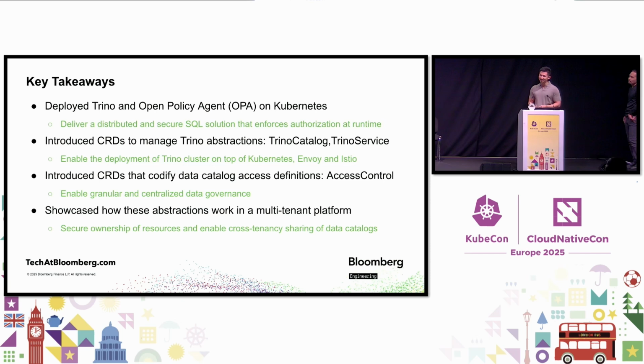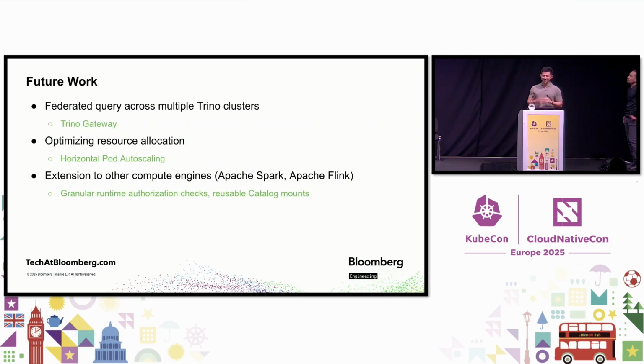We also introduced CRDs that codify data catalog access definitions named access controls, which enable granular definition of access controls in a way that maps onto data catalogs and enable centralized data governance. And finally, we showcased how all of these abstractions and resources come together to support a multi-tenant platform to secure ownership of resources and enable cross-tenancy sharing of data catalogs. So now we have a managed Trino as a service platform that applies authorization checks at runtime and enables data catalog sharing across namespaces. What's next?